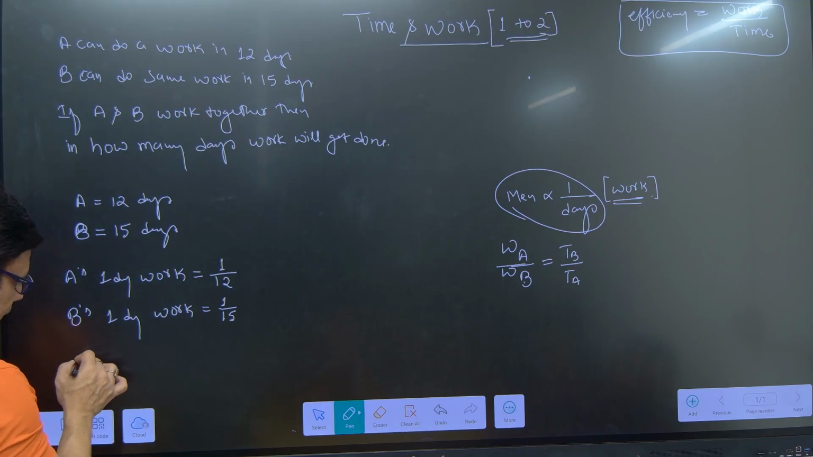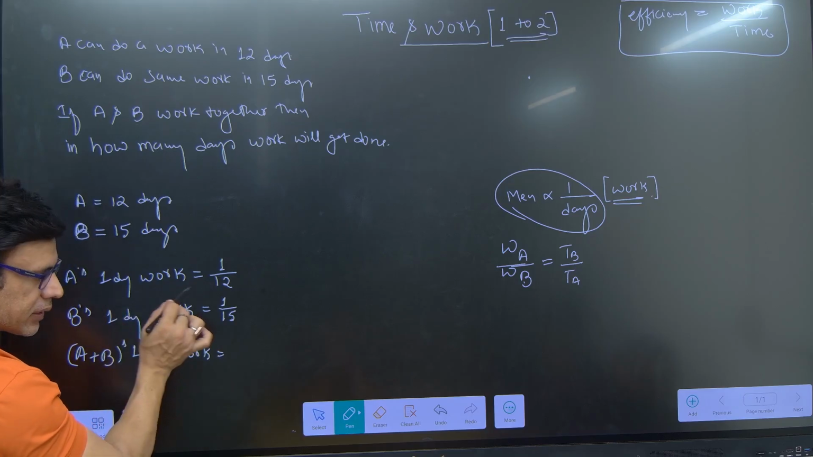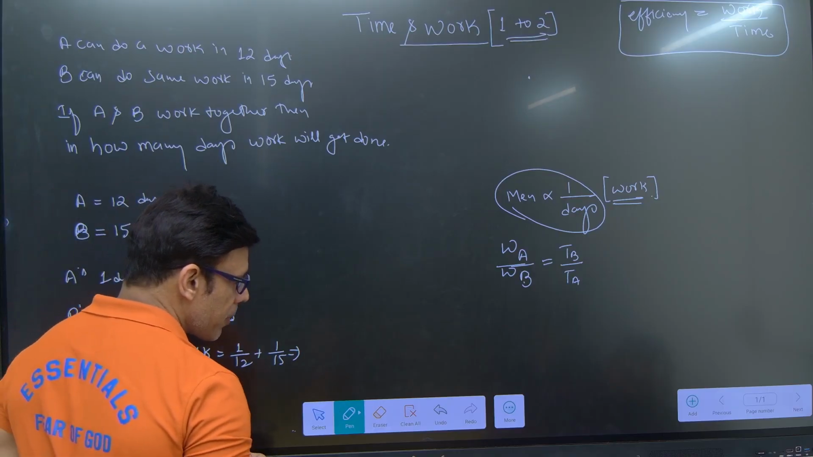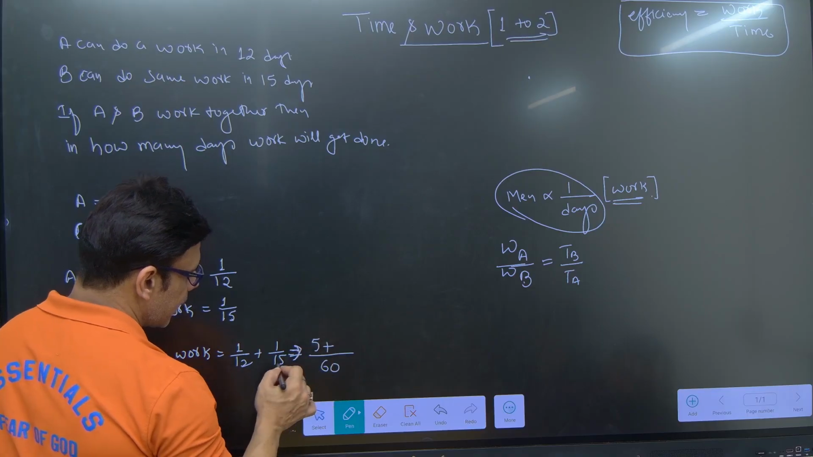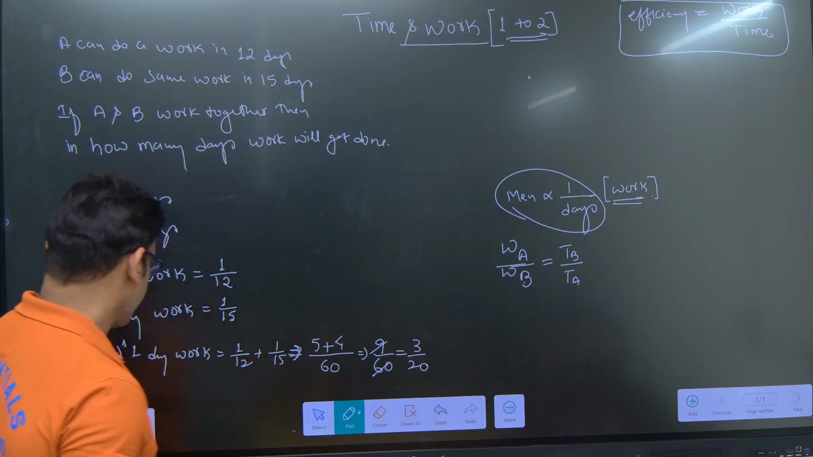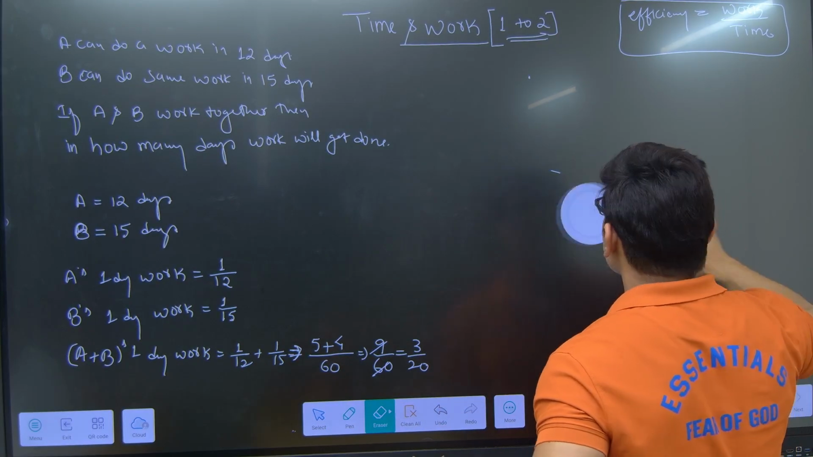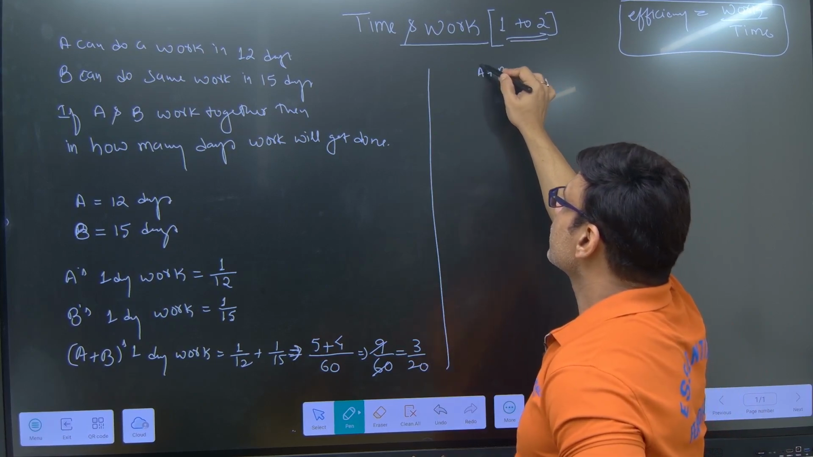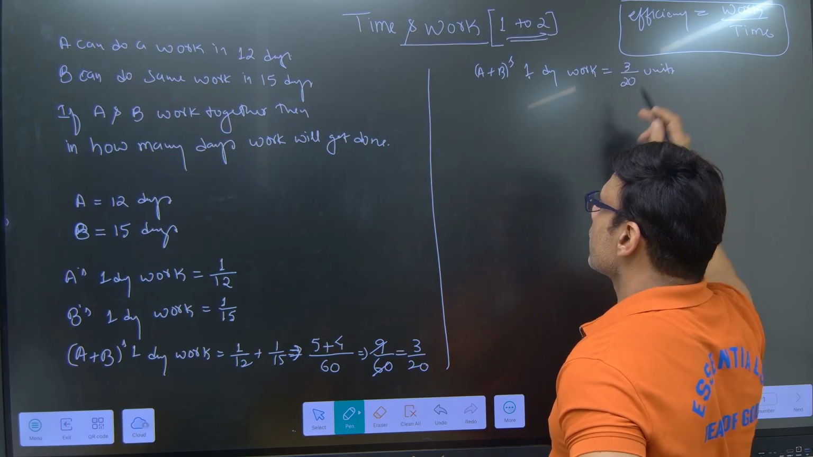Right? And what is A plus B's 1 day work? Together. This is efficiency we are finding, right? So this is what? 1 by 12 plus 1 by 15. What is LCM of 12 and 15? So 12 5s are and 15 4s are. How much it is? 9 by 60. 3 3s are 9, 320. So what is A plus B's 1 day work? 3 by 20 units per day, right? A plus B's 1 day work is 3 by 20 units, right?